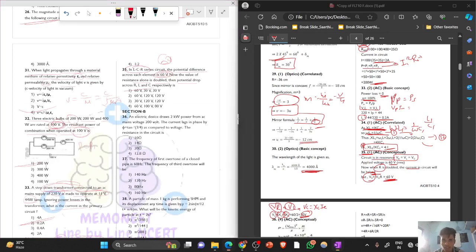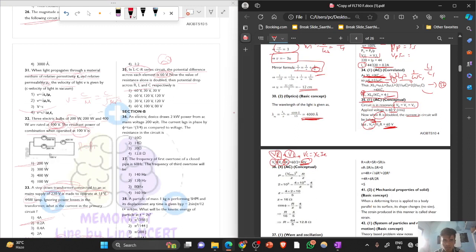Now moving to the next section. An electric device draws power from an AC voltage, and the current lags here. Now it is asking about the resistance of the circuit.